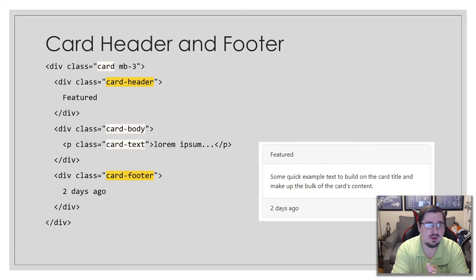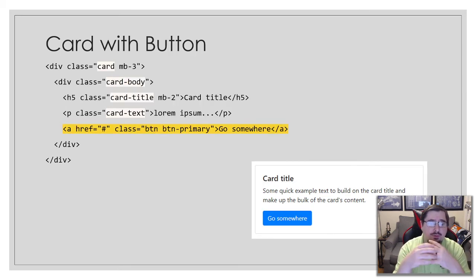Now, typically I would say you always want to start with the card outside, and your cards are always going to have a body. I would say that your card should always have a body. You probably don't want to have just a header or just a footer, but having just a body is perfectly fine, perfectly normal.